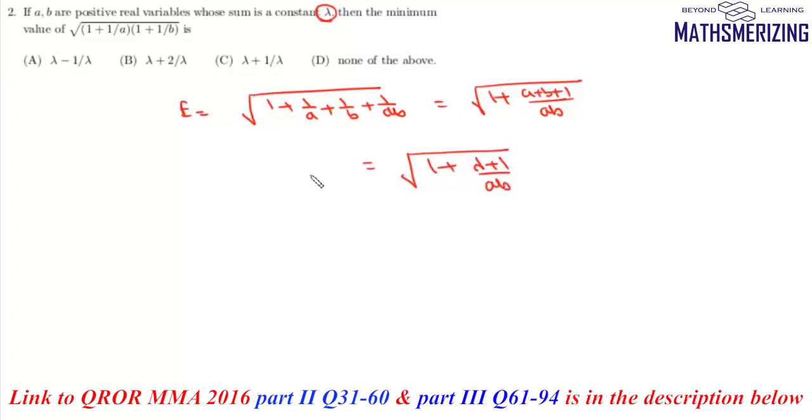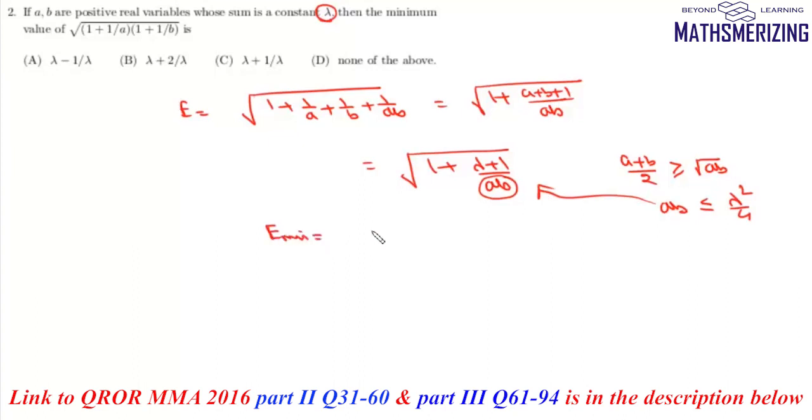Now in order to find the minimum value of this expression, we have to find the maximum value of ab. Now we know that arithmetic mean is always greater than or equal to geometric mean. So we can write (a plus b) upon 2 is always greater than or equal to under root ab. So from here we can write ab is always less than or equal to lambda square by 4. Now we'll put the maximum value of ab here. We'll get the minimum value of this expression.